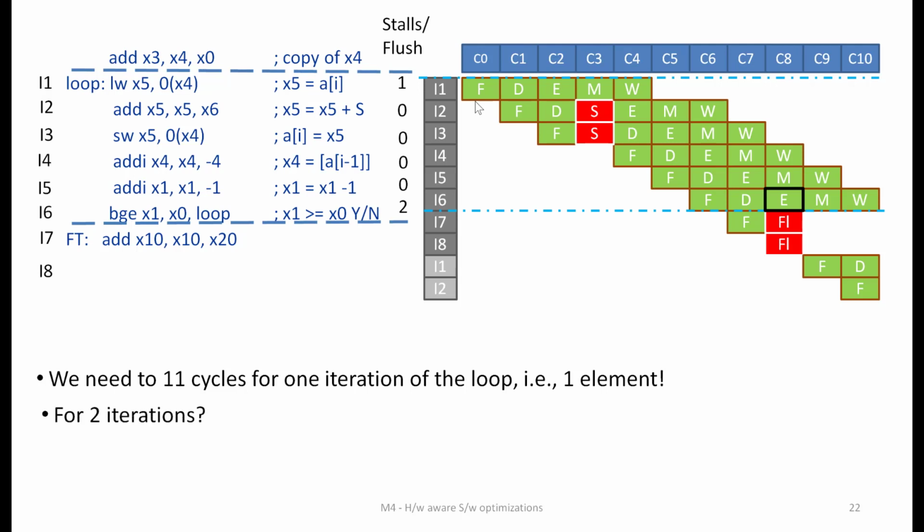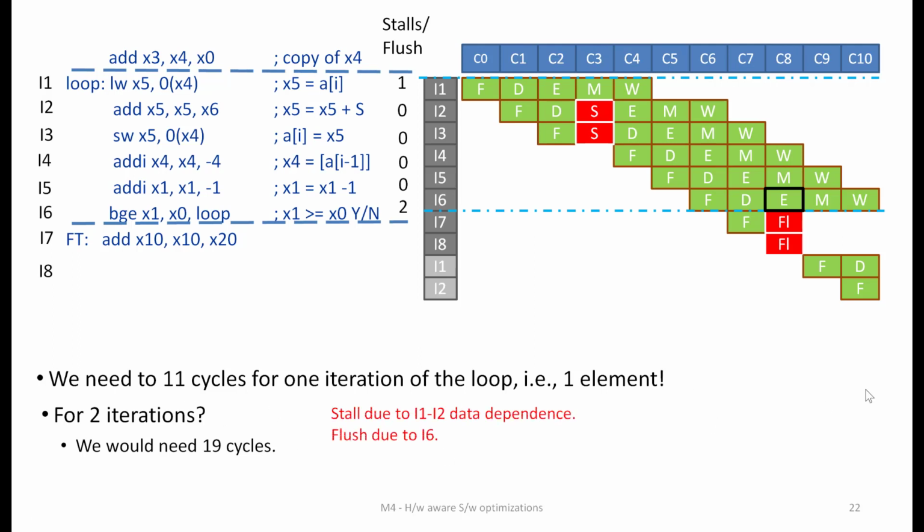Now if we try to visualize what happens across two iterations, we would need 19 cycles because there is an overlap of C9 and C10 here between the first iteration and the second iteration. So instead of 22, we have 19 cycles.